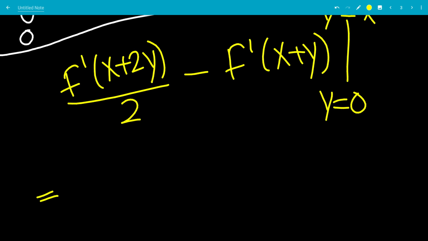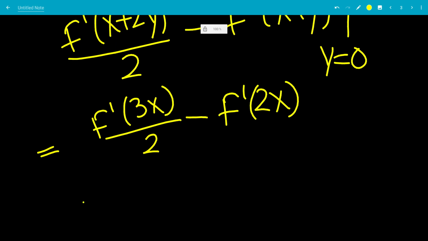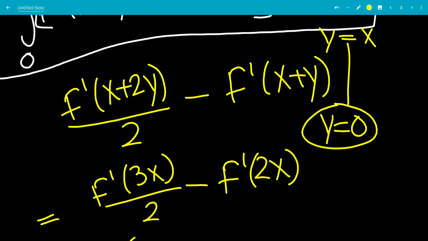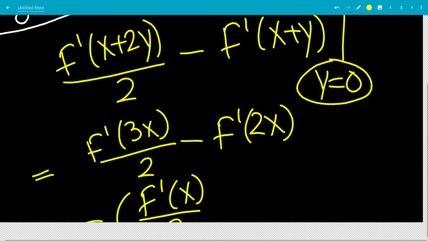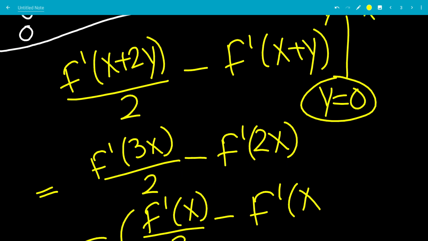When we plug in y equals x, we get f prime of x plus 2x, which is 3x, all over 2, minus f prime of x plus x, which is 2x. Now we're going to do minus. Now we plug in y equals 0. When y equals 0, we get f prime of x all over 2, and then minus another f prime of x.